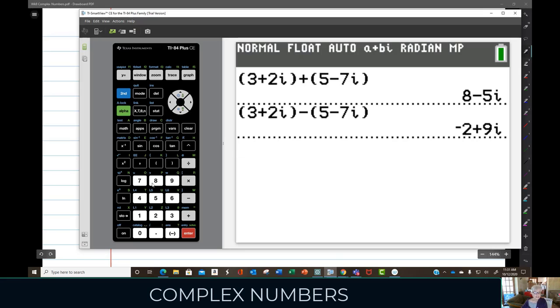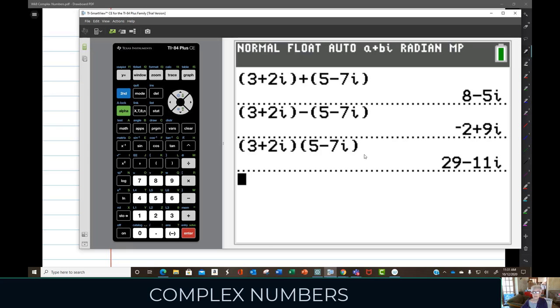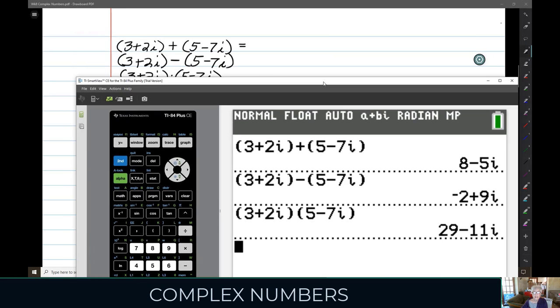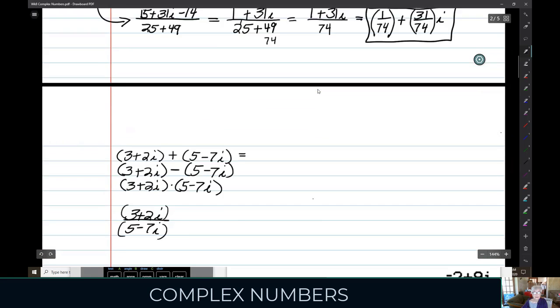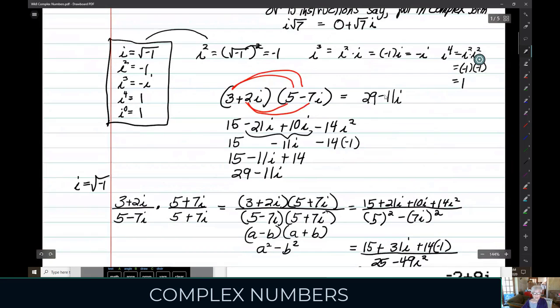Can't wait to multiply. It's the multiplication and the division that are noticeably easier. Okay. 29 minus 11i. Now, what did we get when we multiplied here? 29 minus 11i. Woo-woo!